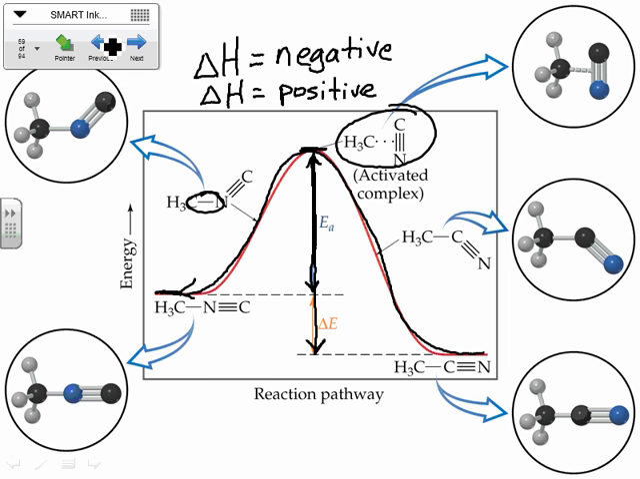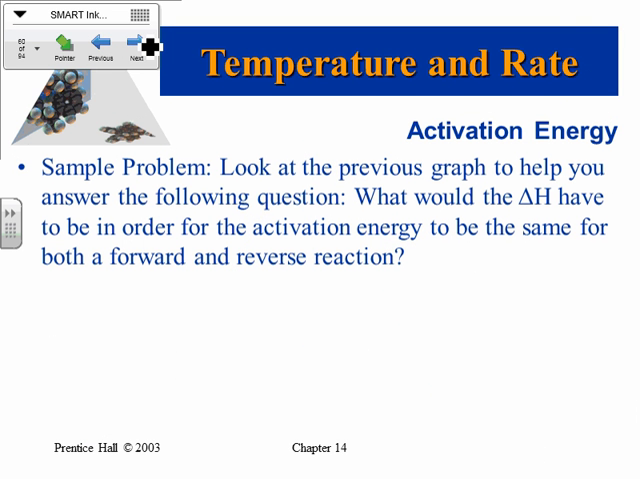If we wanted the activation energy to be the same for both processes, our graph would actually need to look something like this. Okay, you see how they're both at exactly the same level, right? Because then activation energy is the same whether we're going forward or whether we're going backwards. So what would the delta H be for this kind of process? Delta H is 0. Does that make sense?